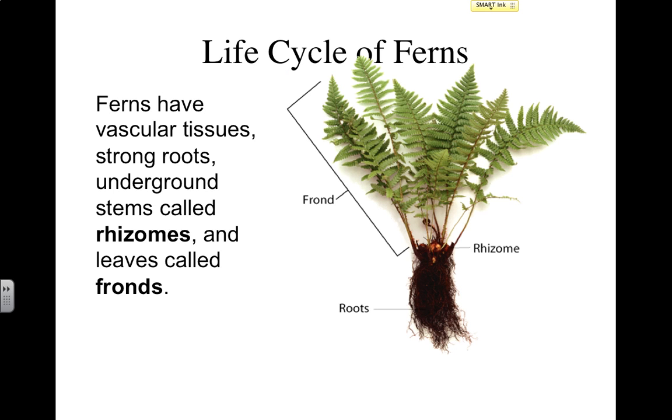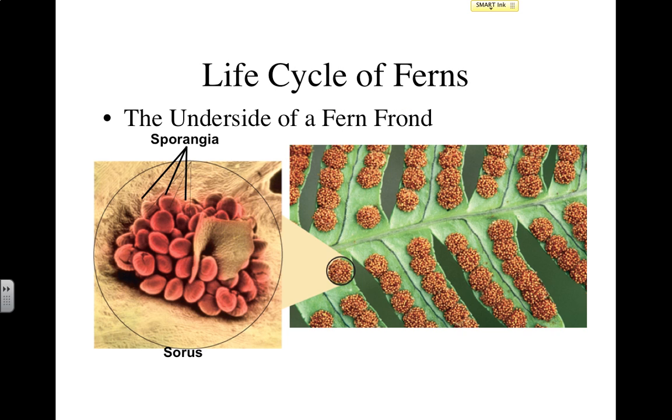Okay. In ferns, the sporophyte is the major part of the plant. In mosses, the gametophyte was the green part of the plant. In ferns, the sporophyte is the actual leaves and fronds of the plant. We talked about this in class before, but on the underneath of the fern leaves, there are often structures called sori, sorus singular or sori plural, and what those do is they release a large amount of spores.